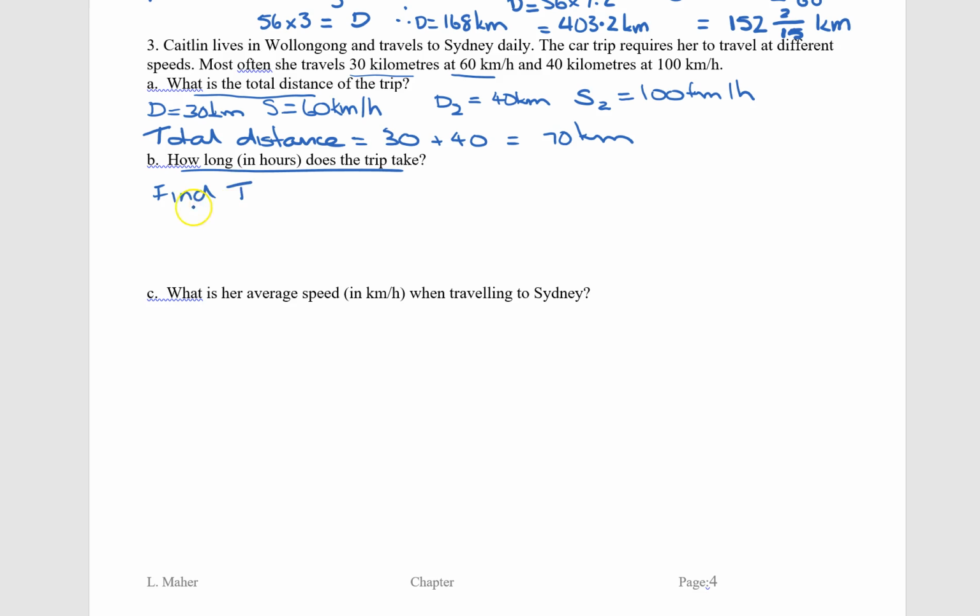Now, we know that time is distance divided by speed. We've got 2 times. Time 1 is when she goes distance 1, which is 30, at 60 kilometres an hour. And that's half. Time is measured in hours, half an hour.